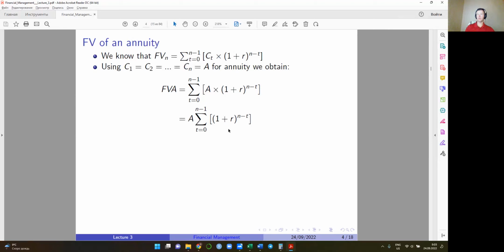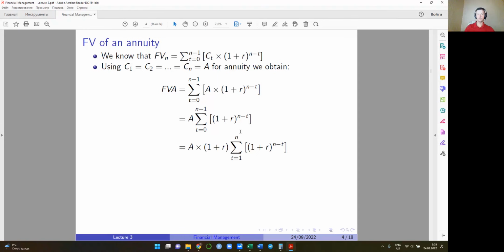Inside the summation we have 1 plus r to the power of n minus t. What is this? Look, every element of this sum differs by 1 plus r. So basically we start with 1 plus r to the power of n, plus 1 plus r to the power of n minus 1, plus 1 plus r to the power of n minus 2, and then we finish at 1 plus r to the power of 1.